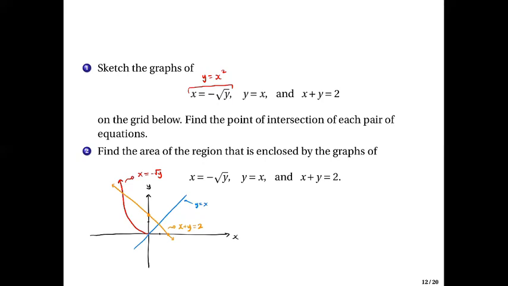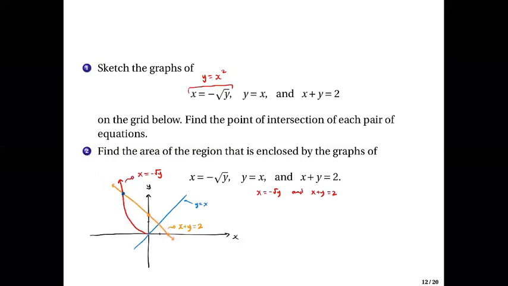So for the points of intersection, let us start with the pair x equals negative square root of y and x plus y equals 2. For this, we want to find the point of intersection that is located here. So you have x equals negative square root of y, and then you have this line here, x plus y equals 2. So this is the point of intersection we are interested in.